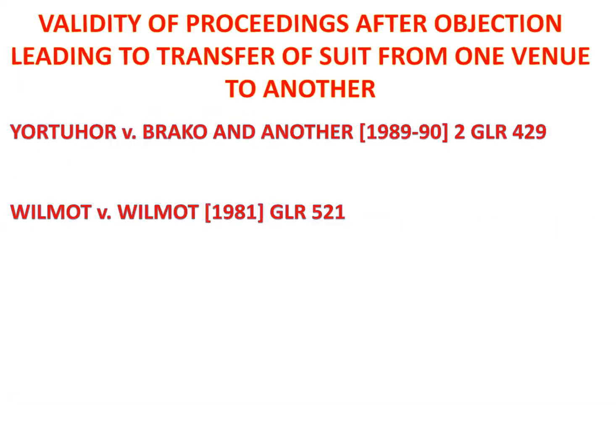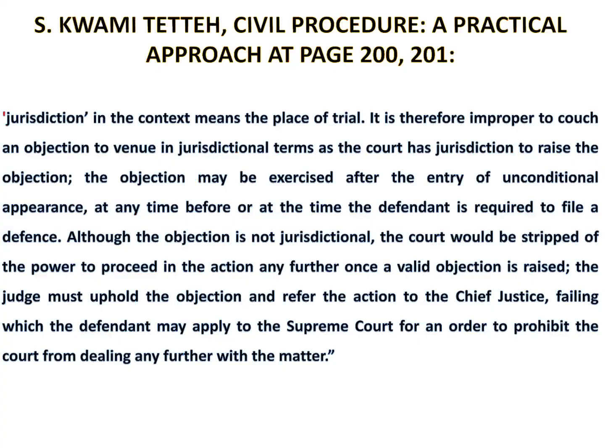Now, the word jurisdiction here has been explained. Look at S. Kwame Ntete's book, Civil Procedure, a Practical Approach, at page 200. This is what he says: that jurisdiction in this context means the place of trial. It is therefore improper to couch an objection to venue in jurisdictional terms, as the court has jurisdiction. The objection may be exercised after the entry of unconditional appearance at any time before the time the defendant is required to file a defense.